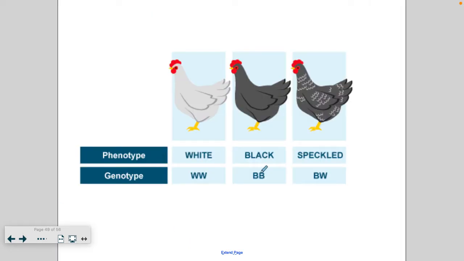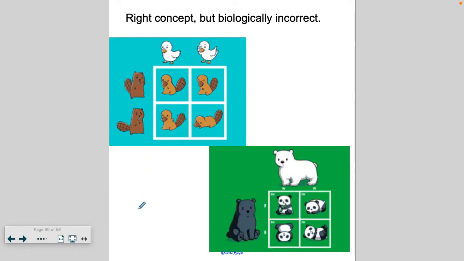So sometimes with chickens, you get that white crossed with black, you get speckled. This is the right concept, but it's biologically incorrect. Okay, platypus, they do not come from a cross of a beaver and a duck. Or panda bears are not a mixture of a black bear and a polar bear. It's the right idea, how both traits appear in the offspring, but it is biologically incorrect.